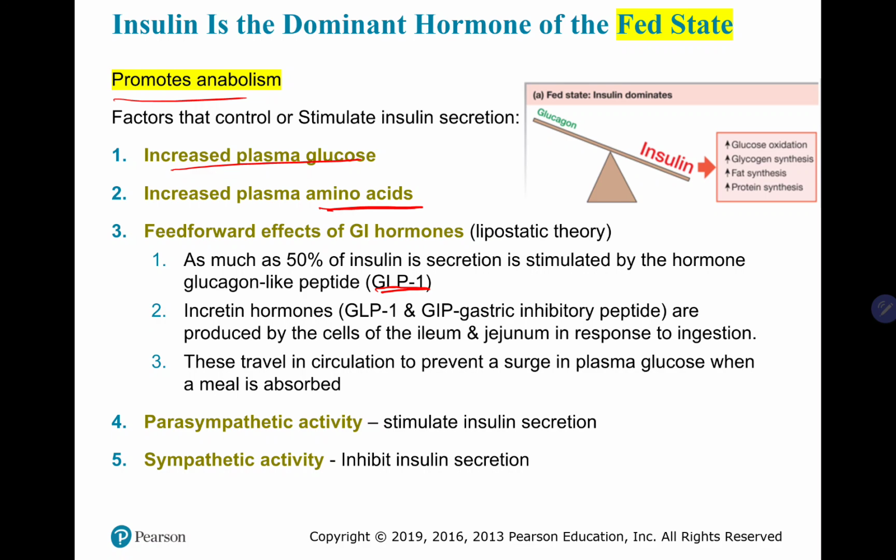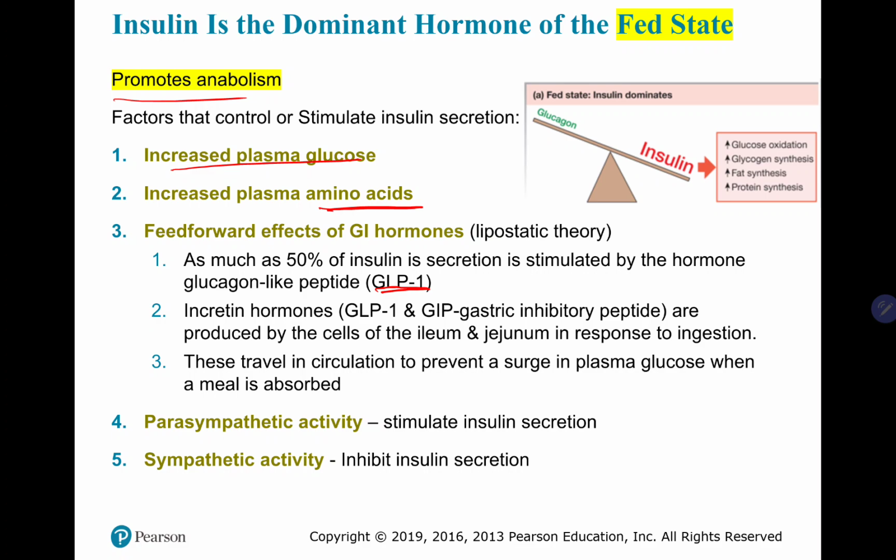This protein is going to be important. We also have GIP, the gastric inhibitory peptide. Both of these are incretin hormones, and they're produced by cells of the ileum and the jejunum in response to nutrient ingestion. The incretins travel through the circulation to the pancreatic beta cells and may reach them even before the first glucose is absorbed. This anticipatory release of insulin prevents a sudden surge in plasma glucose concentrations when the meal is absorbed.